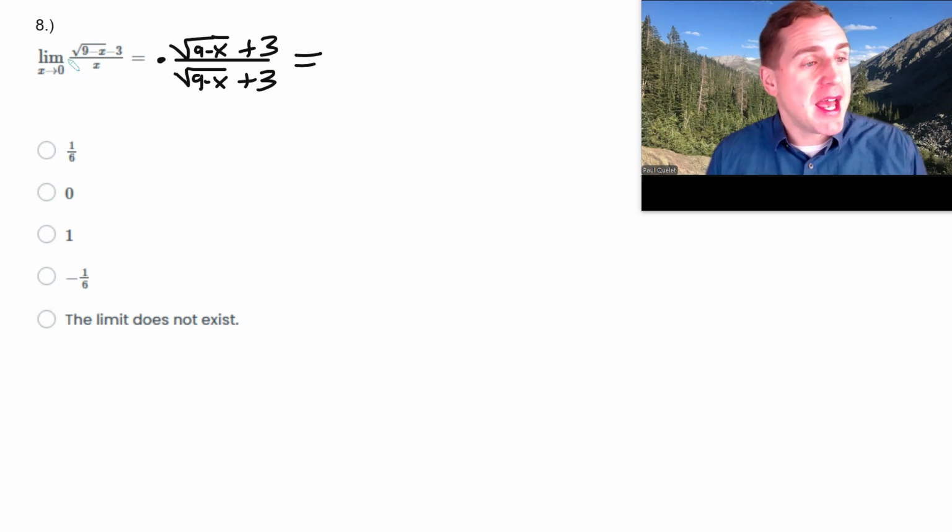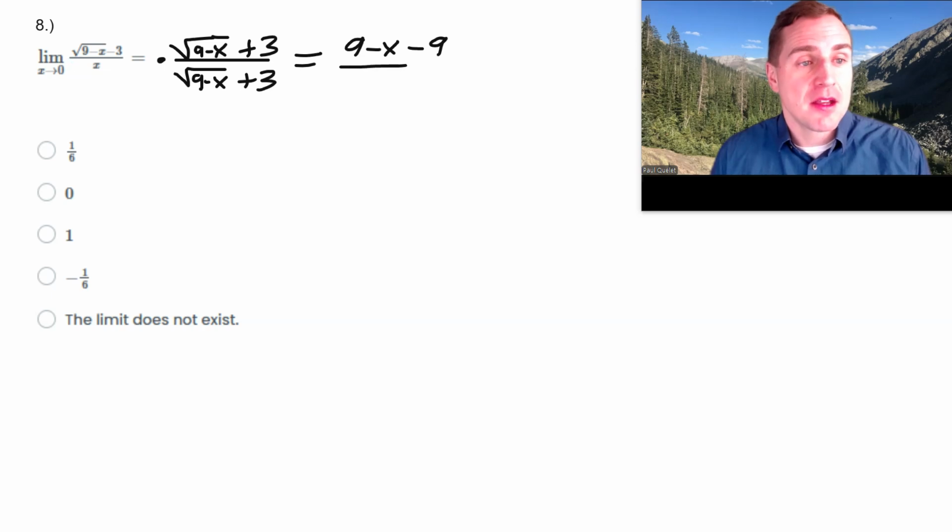So the square root of 9 minus x times the square root of 9 minus x, that'll just be 9 minus x. But then, following the difference of squares pattern, negative 3 times positive 3 is minus 9, because 3 squared is 9. And the denominator will just be literally x times this binomial, the square root of 9 minus x, and then plus 3.